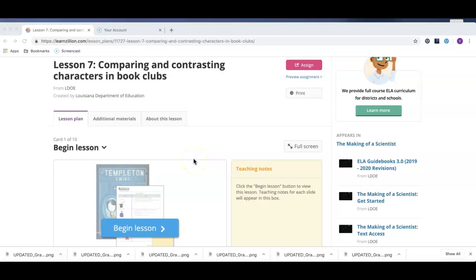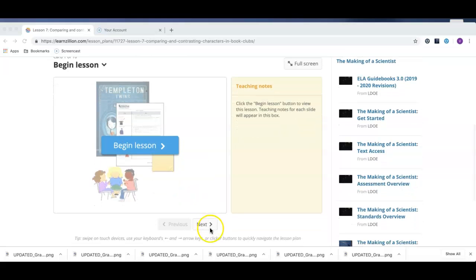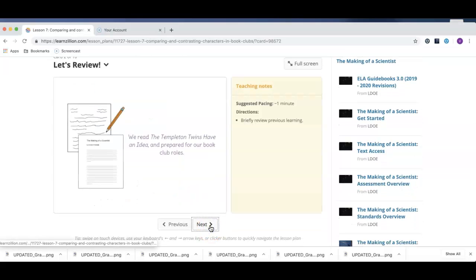Lesson 7. Comparing and contrasting characters in book clubs. So let's begin the lesson. Let's review first of all.